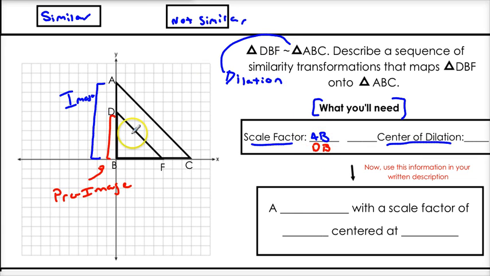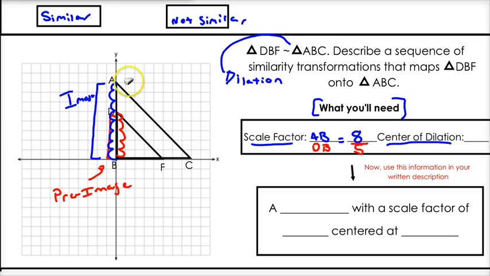But you know what? We can actually count these units. So let's put the units in. It's 1, 2, 3, 4, 5, 6, 7, 8. So it's going to be 8 over, let's count our pre-image, 1, 2, 3, 4, 5. And I know what you're thinking, oh no, that's not a whole number. It's fine. Our scale factor will be 8 over 5, our image over our pre-image.